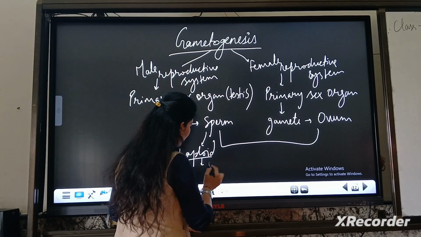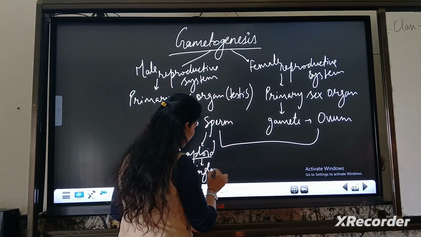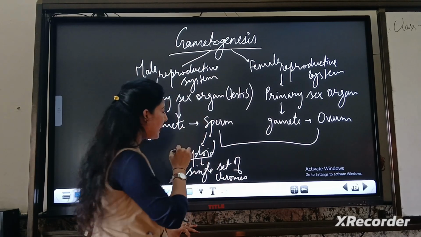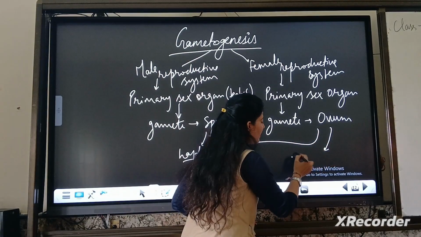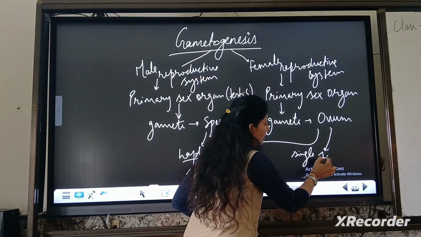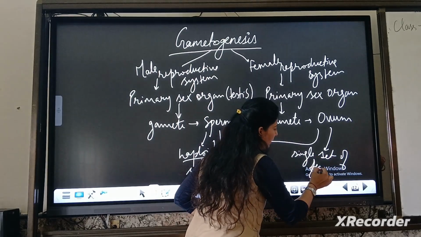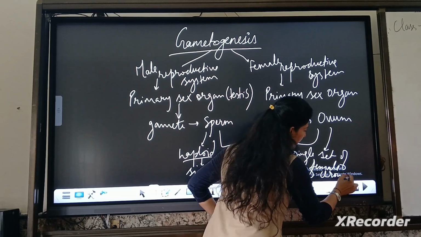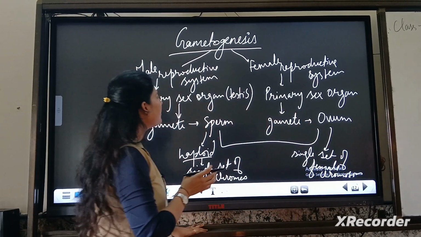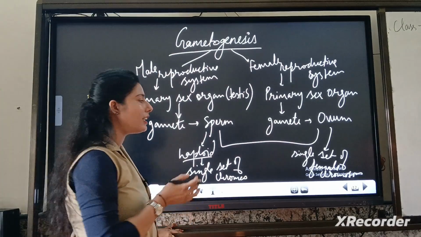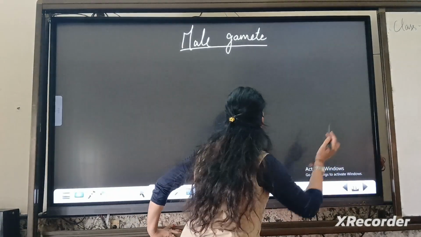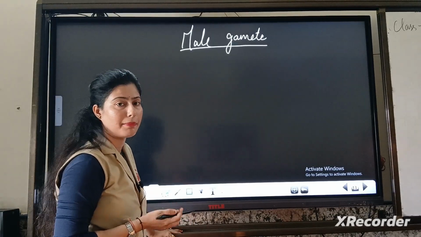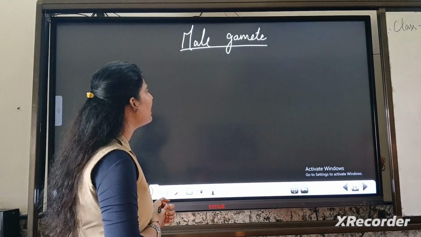It means the sperm has a single set of male chromosomes, and the ovum has a single set of female chromosomes. After formation of gametes, we move our topic towards the male gamete. What is the structure of the male gamete? Now we move towards the male gamete.